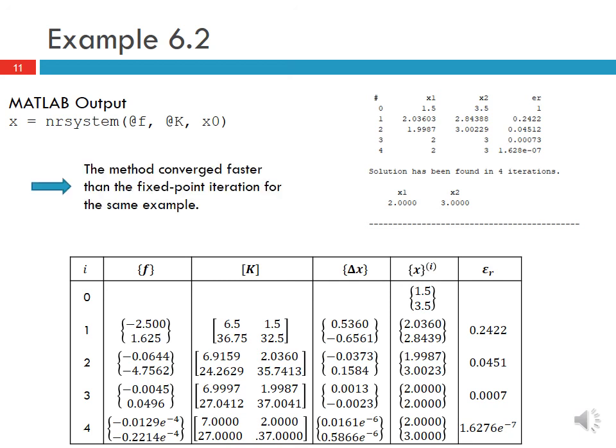You can also notice that the method here converged faster than the fixed point iteration for the same example. The Newton-Raphson method here took 4 iterations, where the fixed point iteration method took 9 iterations in the case that it converged, and did not converge for the other formulation.